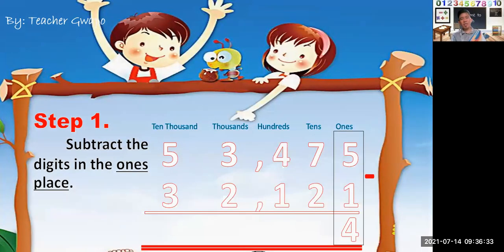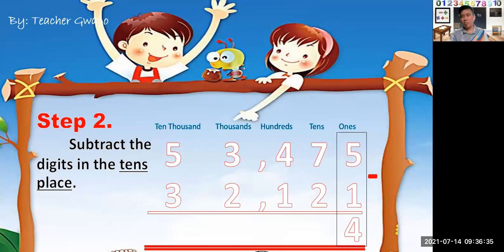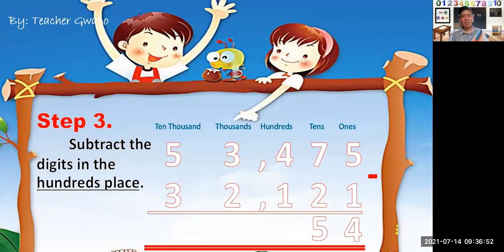Now we will proceed to step number 2. We are done already with step number 1, which is 5 minus 1 is 4. In step number 2, subtract the numbers in the tens place. So 7 minus 2 is very easy. It's 5. Step number 1, 5 minus 1 is 4. Step number 2, in the tens place, 7 minus 2 is 5.